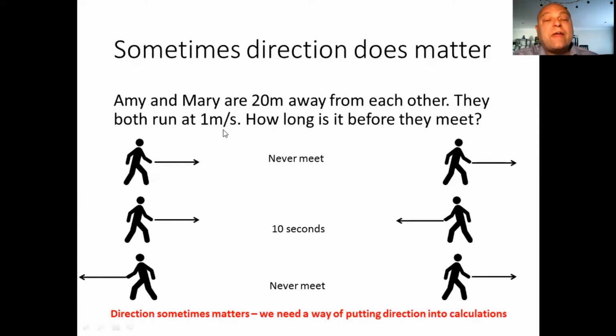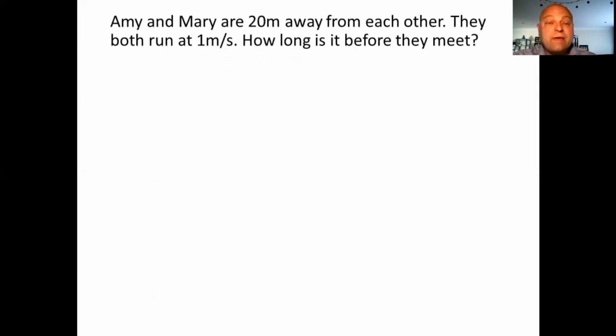Well, let's have a look at how they could have written that question. So it'll be much easier. So with vector quantities, it'll be much easier to work out what they're getting at. So let's have a look now at how they could have written this question. So there's our original question. Amy and Mary are 20 meters away, etc., etc.